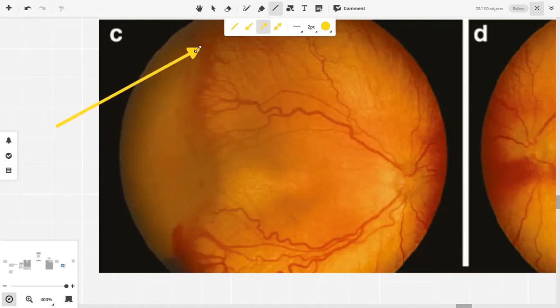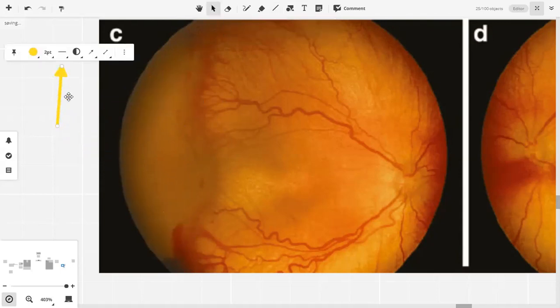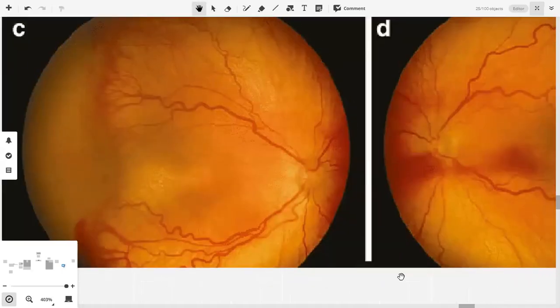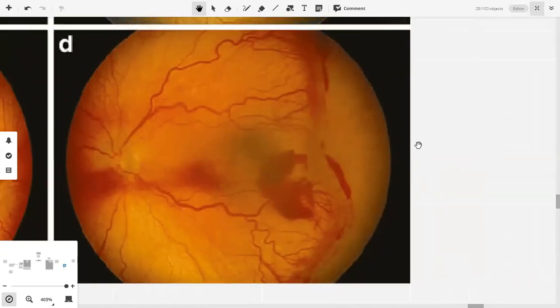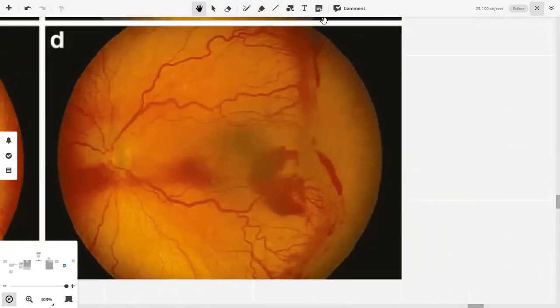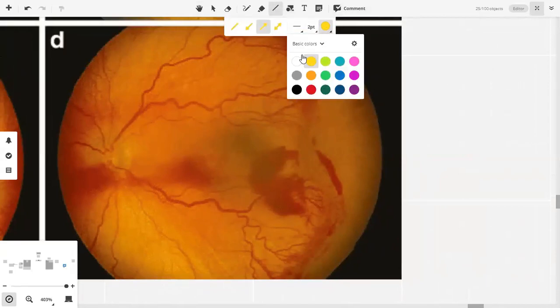Now that, along with a ridge, neovascularizations around the ridge, and vitreous invasion, this is which stage of retinopathy of prematurity? Third. Third stage. That is the third stage of retinopathy of prematurity. Now look at this image. This is an image of the left eye. What do we see?